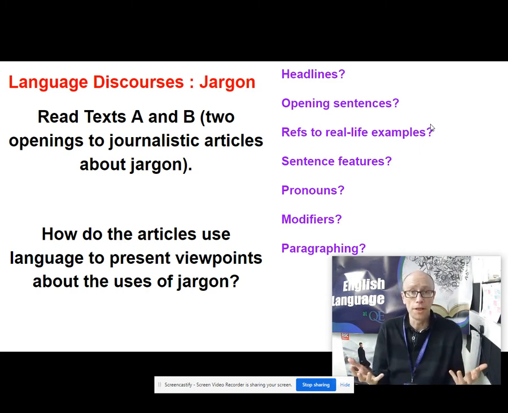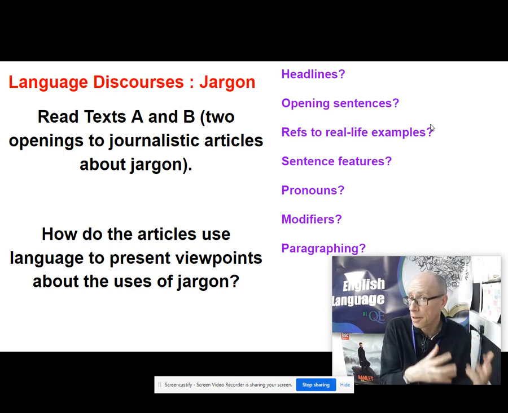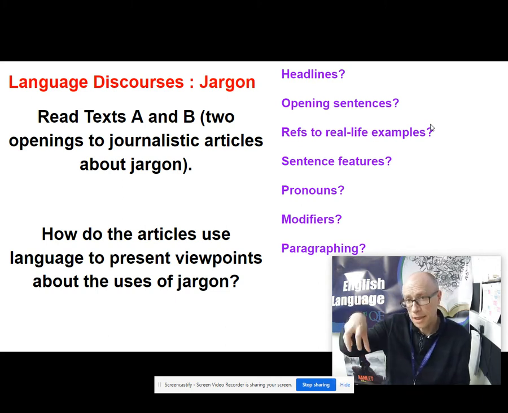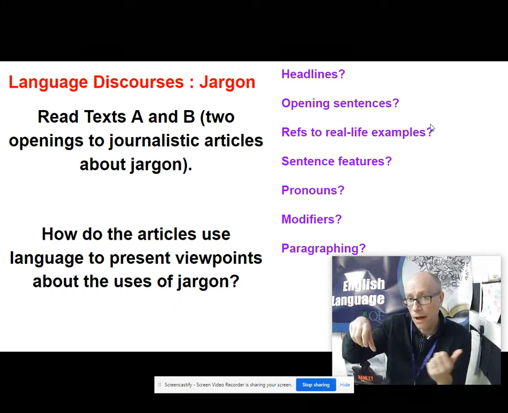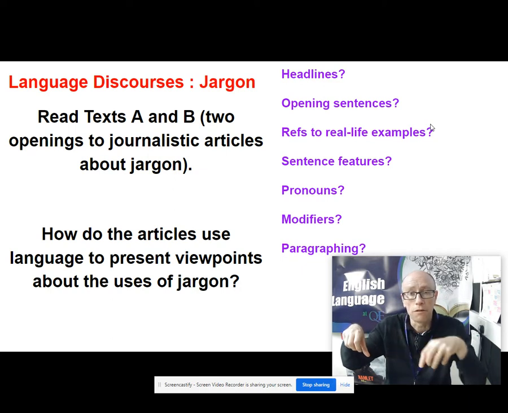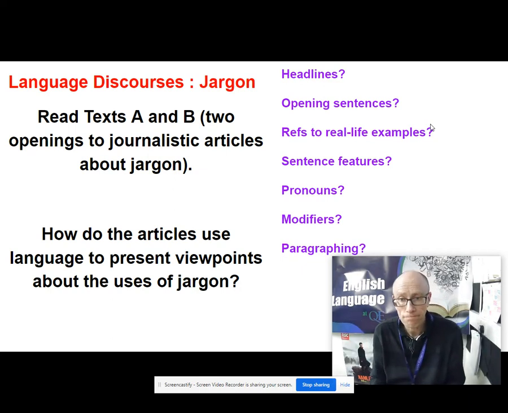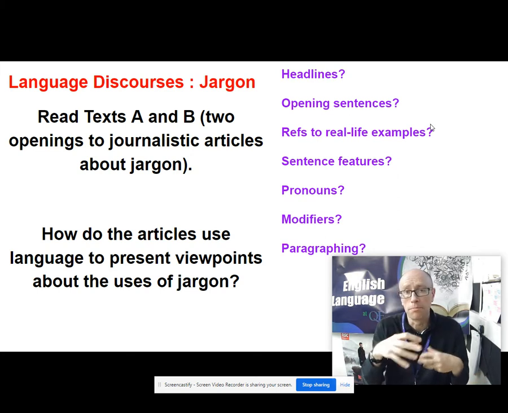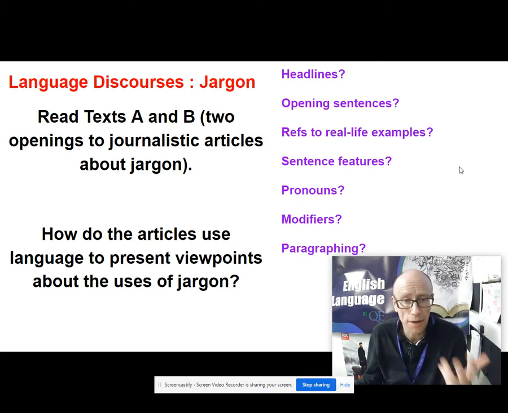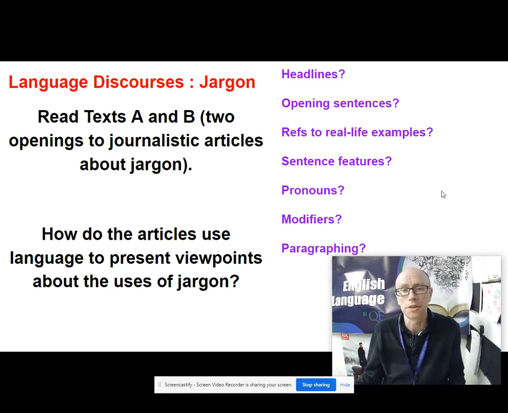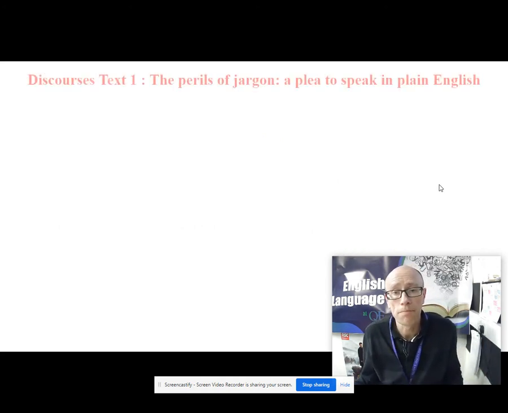Look also at modifiers, and particularly the use of adjectives and adverbs. So look, for example, at pre-modifiers, pre-modifying adjectives and adverbs. When you get to the noun, how is your judgment about that noun being coloured by the use of the pre-modifying modifiers? And then you've got paragraphing as well. So how has the information been broken down structurally in terms of the paragraphs? Okay, let's have a look at the openings of these two articles and see what points we can make.